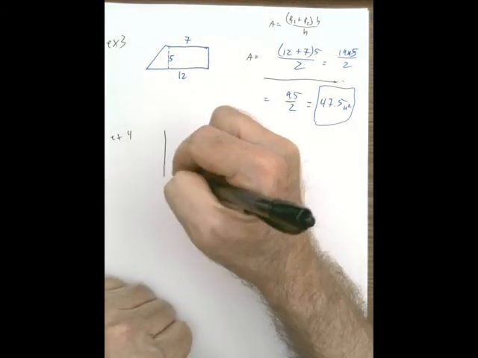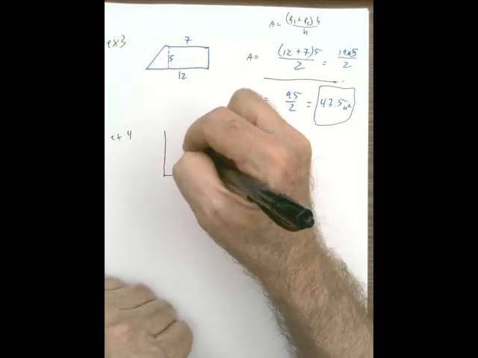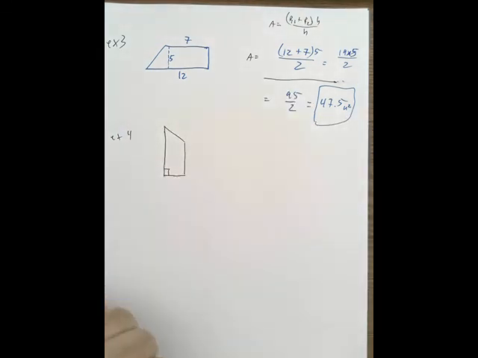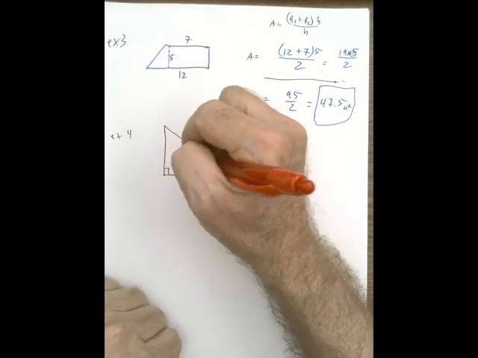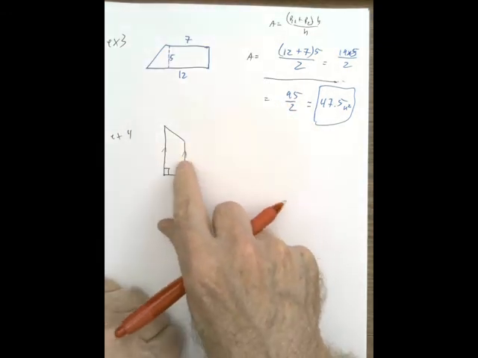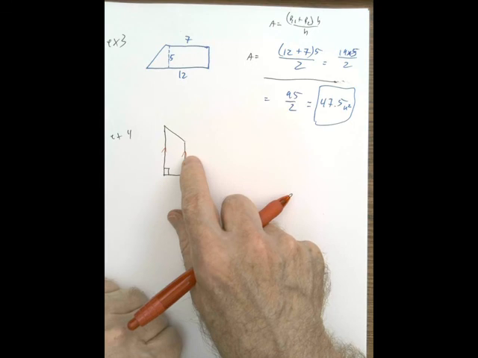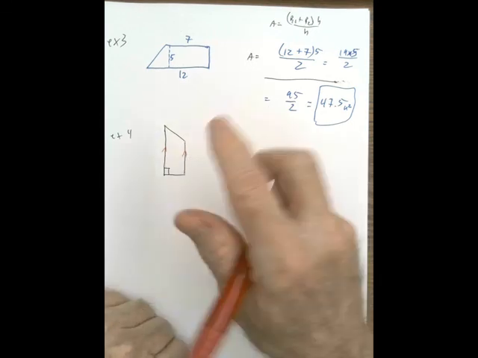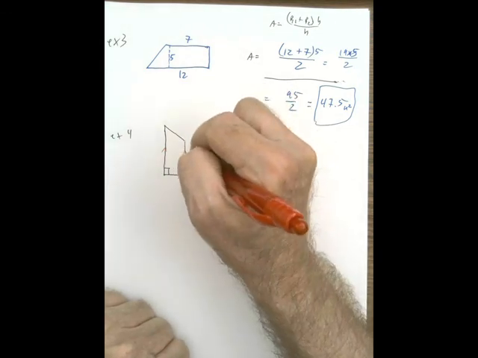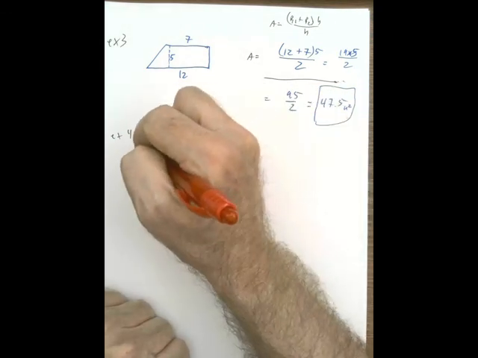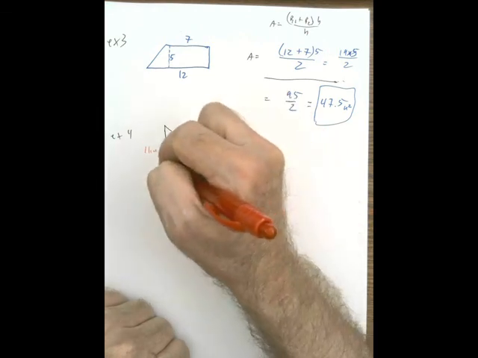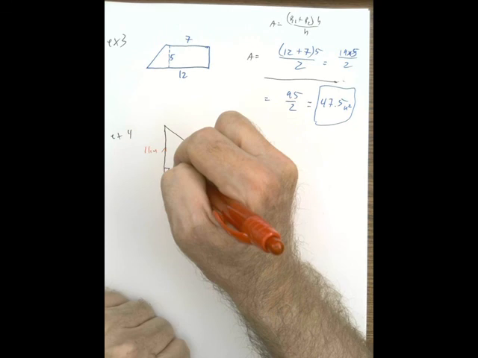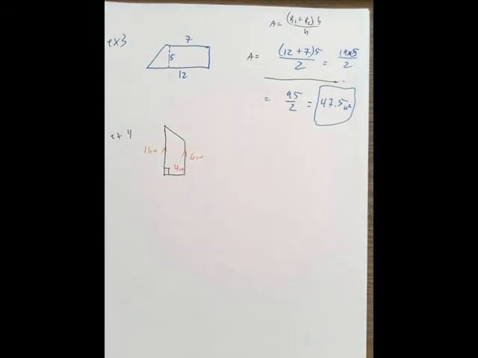What if we had one of these trapezoids that are kind of standing on its end like that? Well, notice that these two are the parallel sides. So even though they're standing up, we're still going to call those two the bases. So let's say this one is 6 inches, and this is 11 inches, and the height is equal to 4 inches right there.